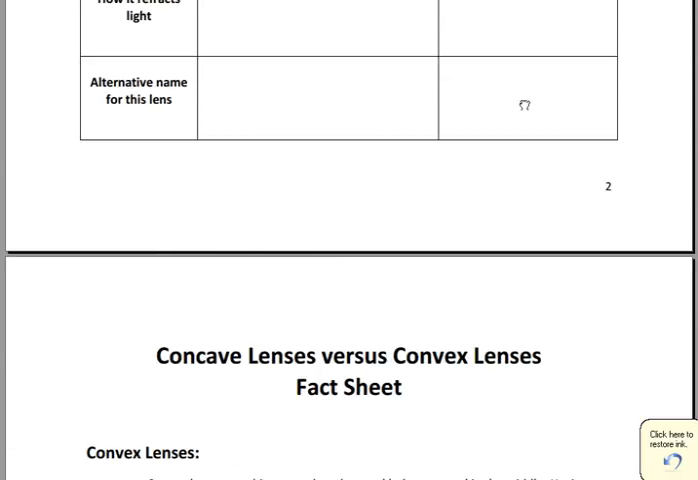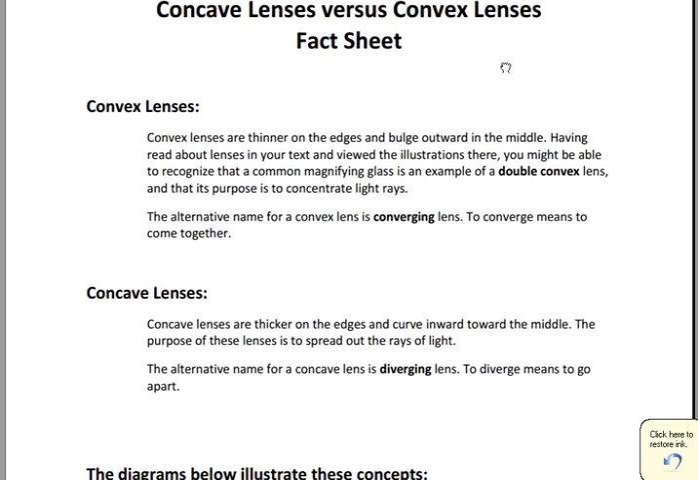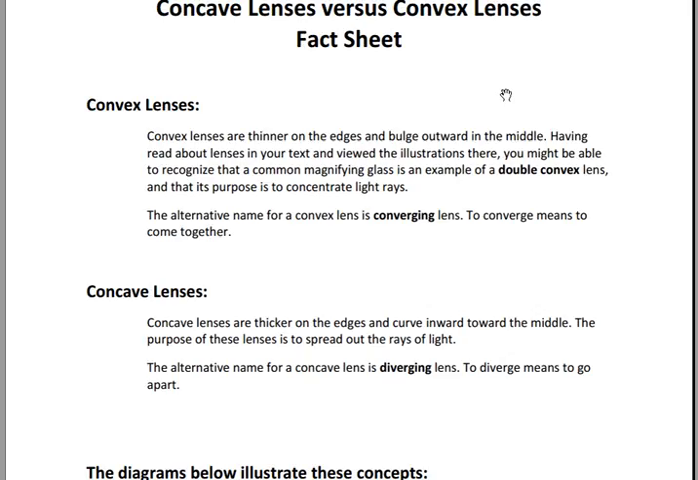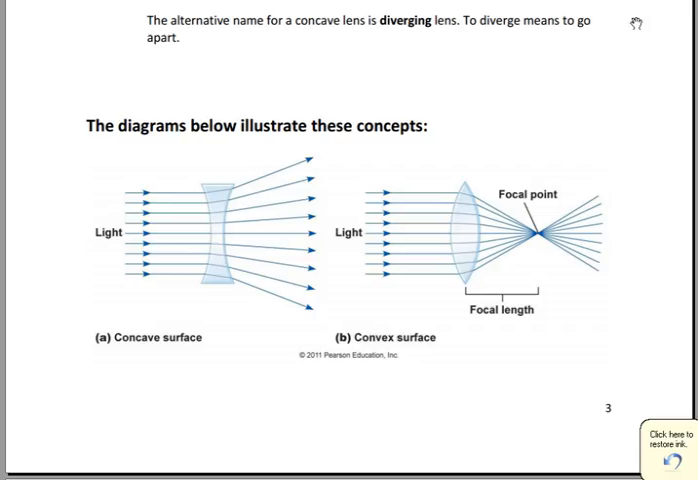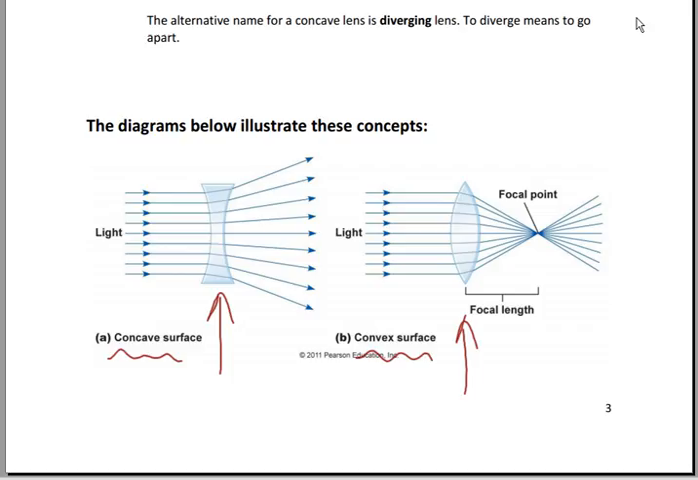It's time to take a look at the fact sheet for this lesson. And here it is, concave lenses versus convex lenses. A little information is given about each type. Also on the fact sheet are some diagrams that will help you understand the concept. And we see them here. We see a concave lens and we see what it does to light. And here we see a convex lens and we get to see what that does to light, and we can see it does something clearly different than the other type.